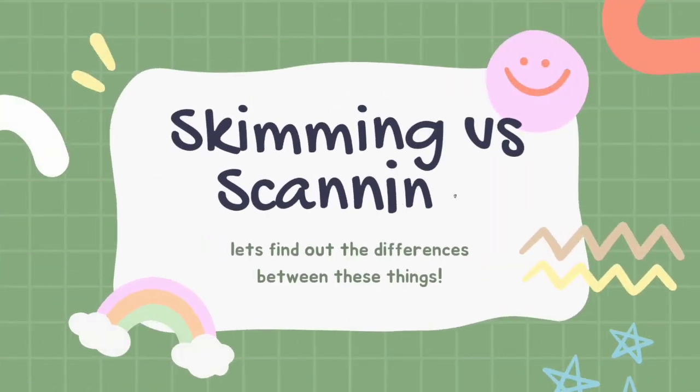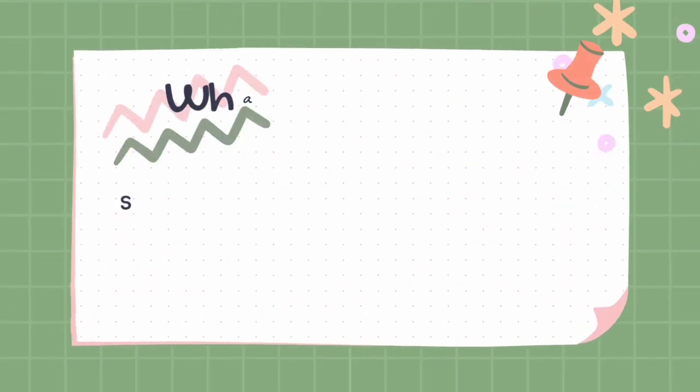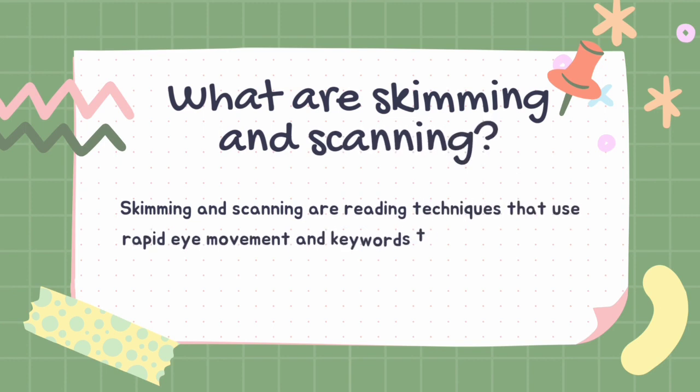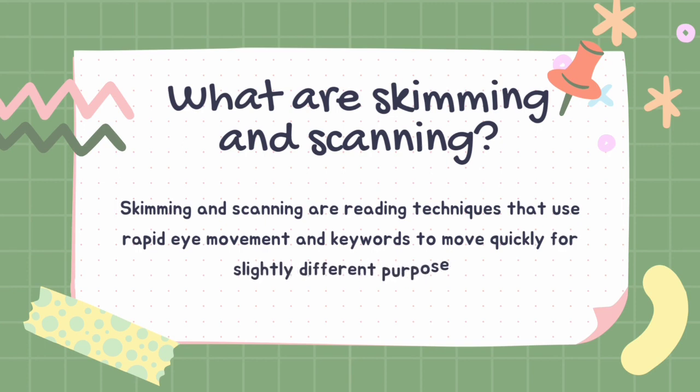Okay, let's find out the differences between skimming and scanning. But before we go further, we need to know the definition of skimming and scanning. So, what are skimming and scanning? Skimming and scanning are reading techniques that use rapid eye movement and keywords to move quickly for slightly different purposes. If we want to use these techniques, we need to use rapid eye movement and keywords to find what we want.